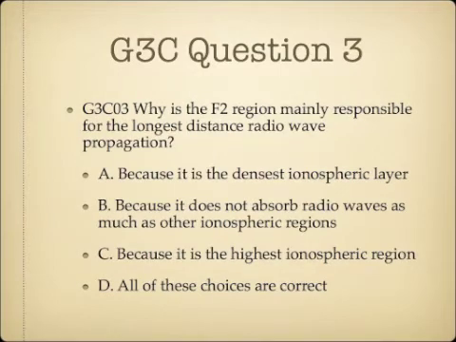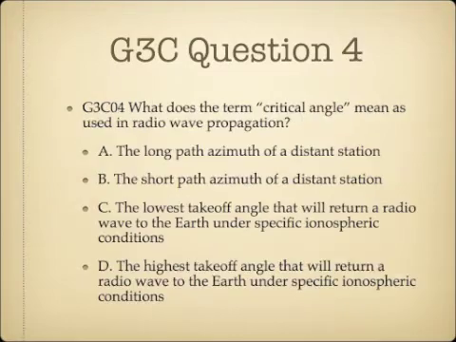Question 3. Why is the F2 region mainly responsible for the longest distance radio wave propagation? A, because it is the densest ionospheric layer, B, because it does not absorb radio waves as much as other ionospheric regions, C, because it is the highest ionospheric region, or D, all of these choices are correct.